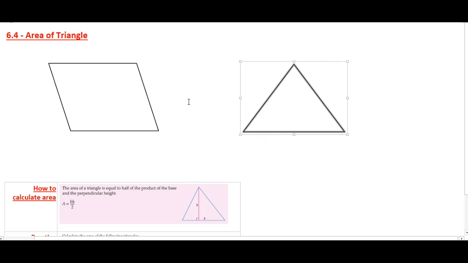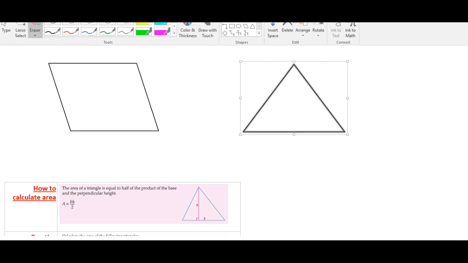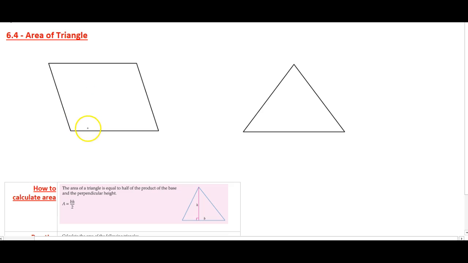In this video we're going to be looking at calculating the area of a triangle, but before we get down to the formula, I want to give a quick demonstration of how we work out the area of a triangle. In our last lesson we looked at the area of a parallelogram. We know the area of a parallelogram is your base times height.